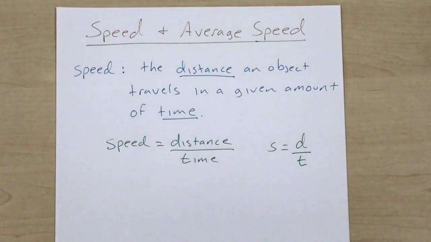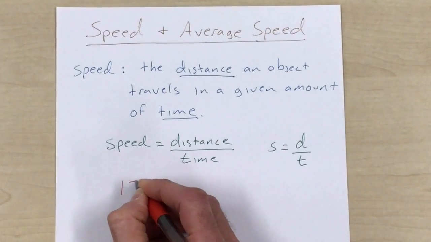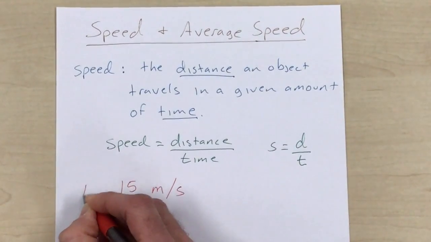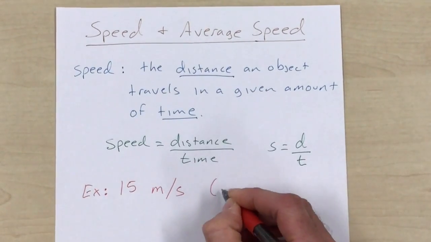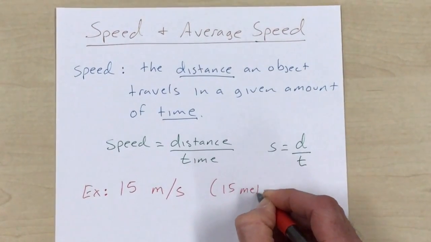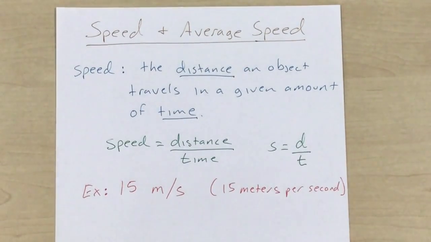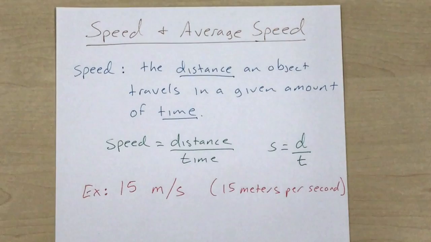And then other examples besides the 45 miles per hour is 15 meters per second, which means something travels a distance of 15 meters in 1 second.